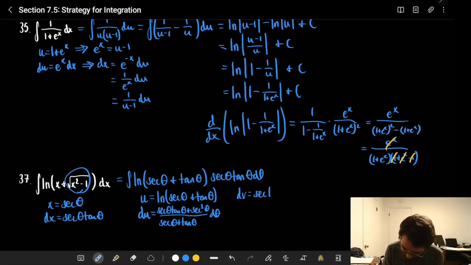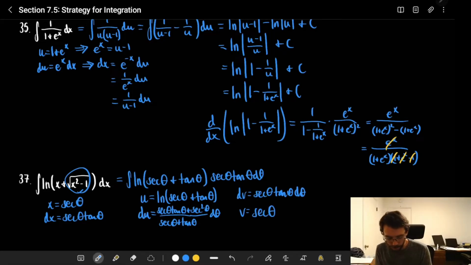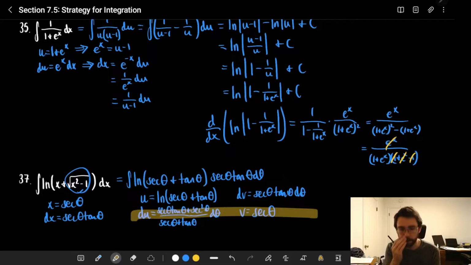The nice thing would have been, you know, dv would then have to be secant tangent. And then you're like, that integrates super nicely. But the question is, can I integrate what I get if I multiply these two? I mean, the answer is like a big fat maybe. Right? Maybe. Who knows? Whatever. We'll try, right? It's worth a shot.